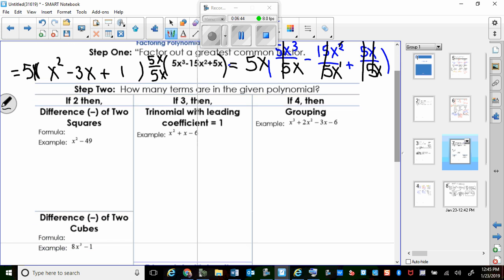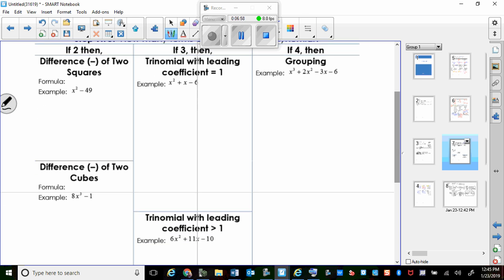When you're factoring next, when you're looking at your polynomial, you ask yourself how many terms are in the given polynomial. If there are 2 terms, there are 3 possible things that you could be doing. You could be working with the difference of 2 squares, and you'll realize this because you'll see the 2 squares. The formula for the difference of 2 squares is x squared.